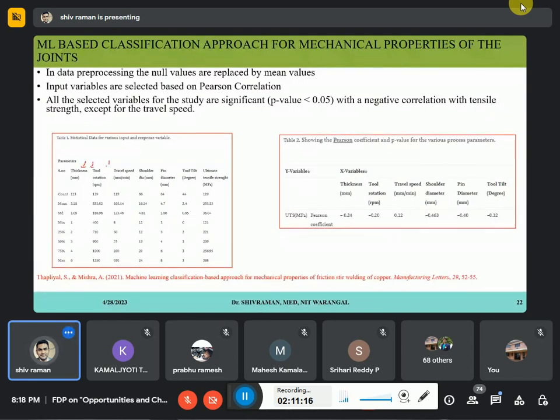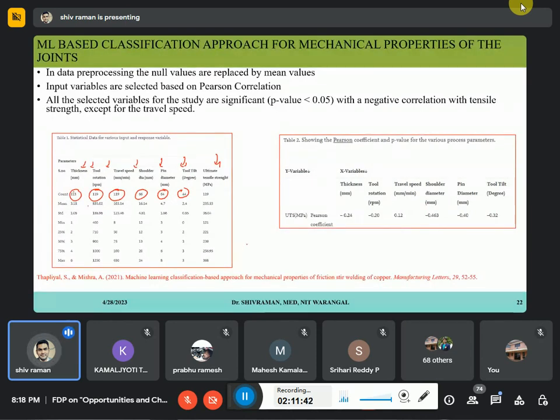If you consider thickness, tool rotation, travel speed, shoulder diameter, pin diameter, tool tilt, these are the input parameters, and the output was UTS. If you see here, tool rotation we have 119, travel speed 119, but for shoulder diameter we have 66 data points, 64, 54 and 113. So this data set should be subjected to data cleaning and data pre-processing.